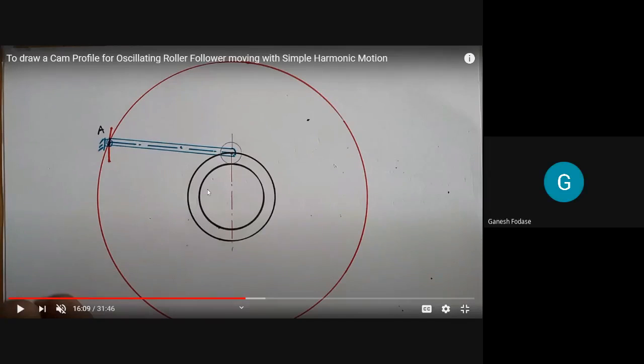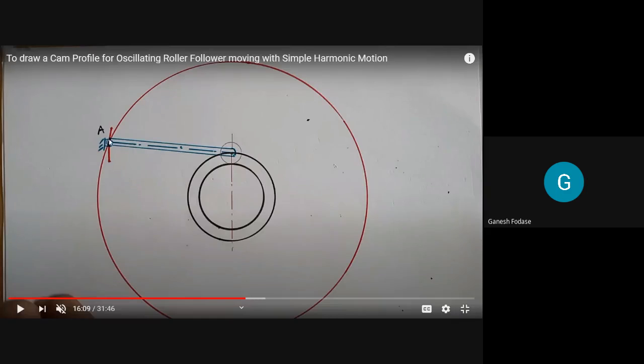Is it clear? Excuse me, sir. Yes. Sir, what is the 8.6 centimeter distance? 8.4. I repeat again. Remember, the length of the follower arm is how much? Is it clear? Means this length. It is 7.6. Okay. 8.4 is the distance between the fulcrum center.